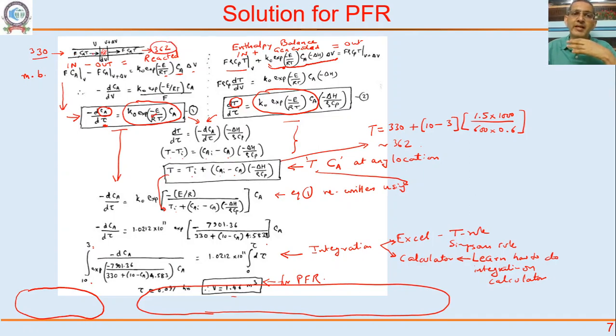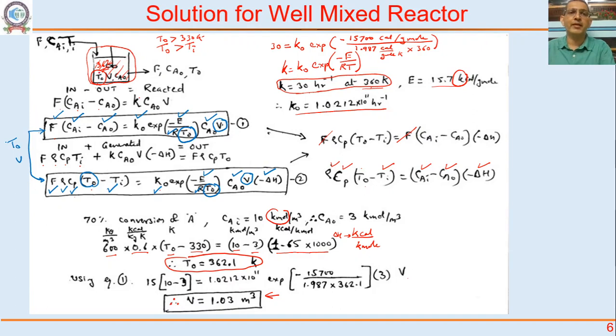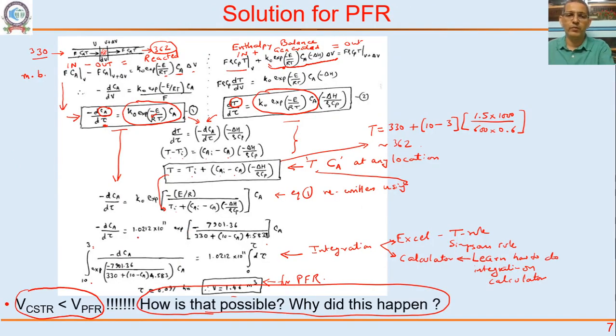So rate is increasing with respect to location, but most of the time the temperature is below 362. So rate is not as high. Whereas in a well mixed reactor, reaction rate everywhere is high. That's why it required lesser reactor volume as compared to plug flow. See this? Such things can happen if we are talking about exothermic reactions.